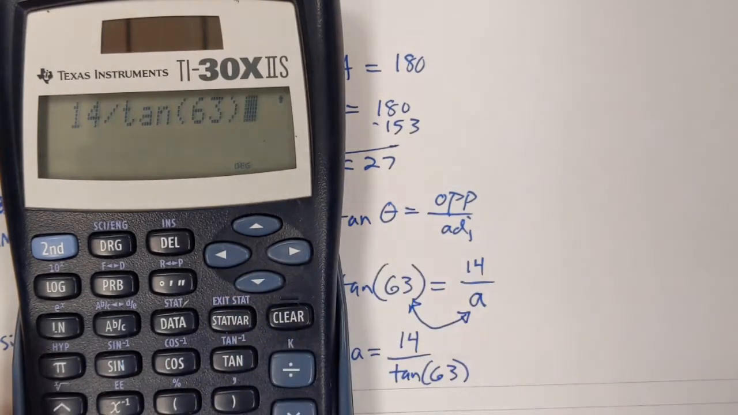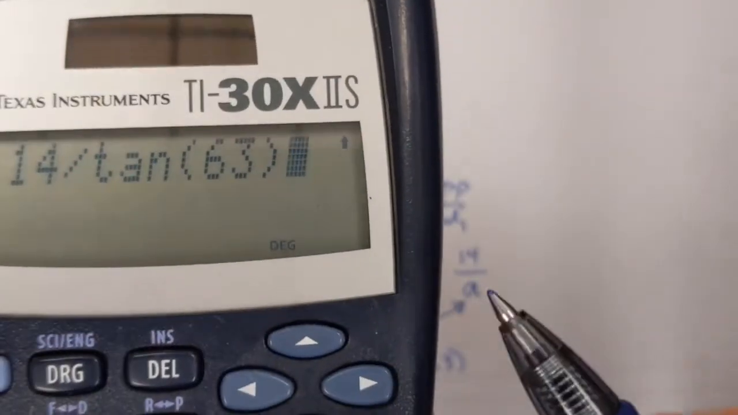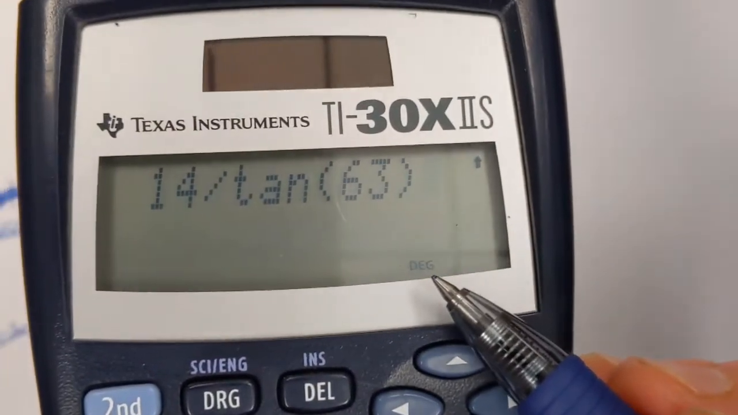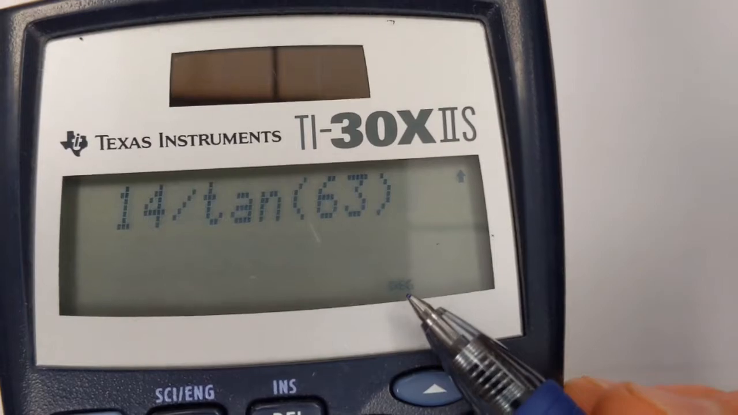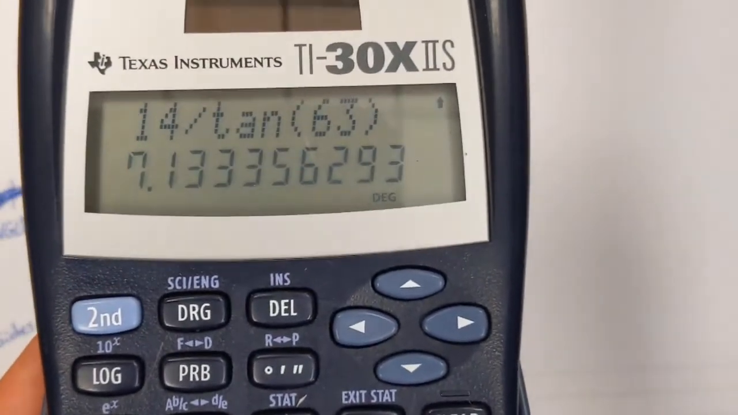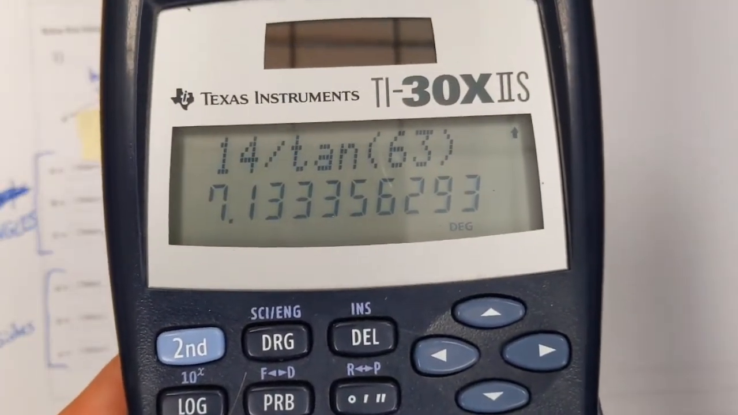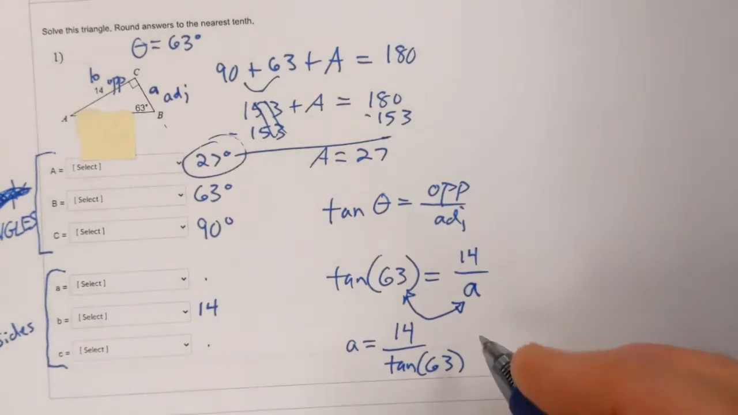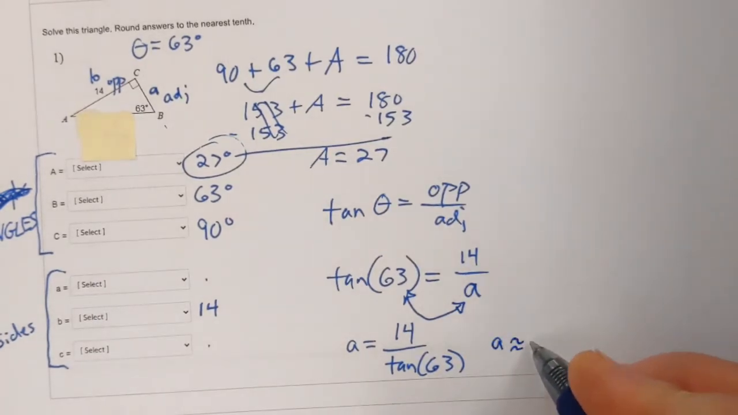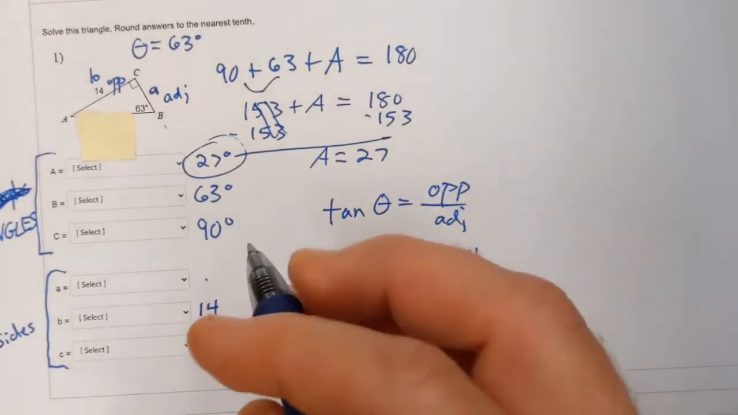And please do make sure that your calculator is in degree mode for this, especially if you have a graphing calculator. You want to be very careful of that. But to the nearest tenth, this is going to be 7.1. Approximately 7.1. Okay.